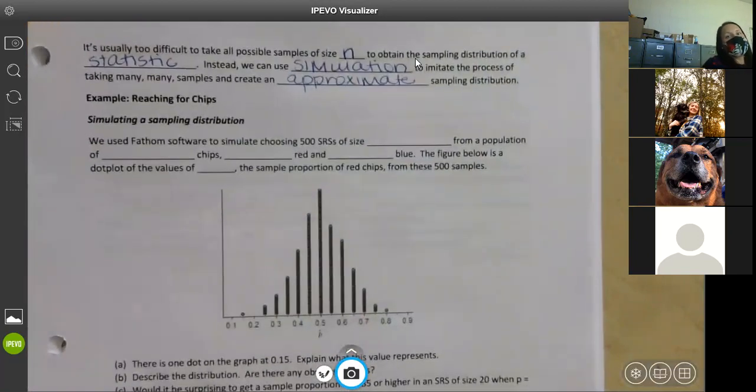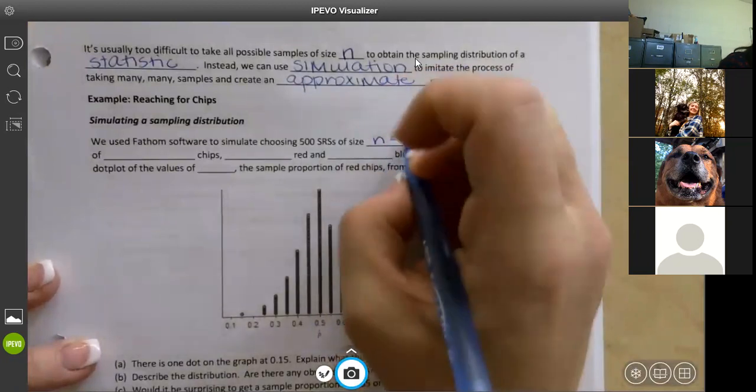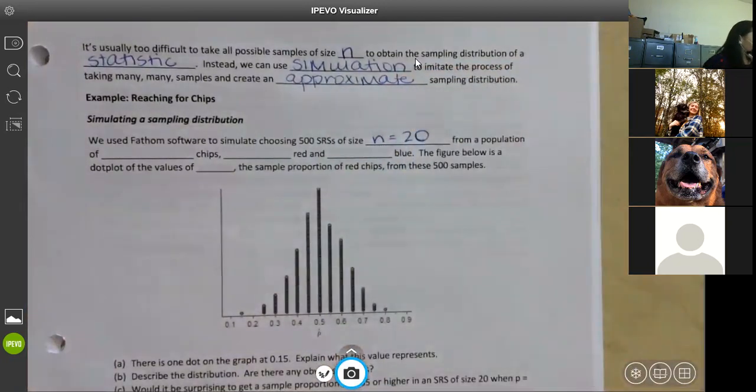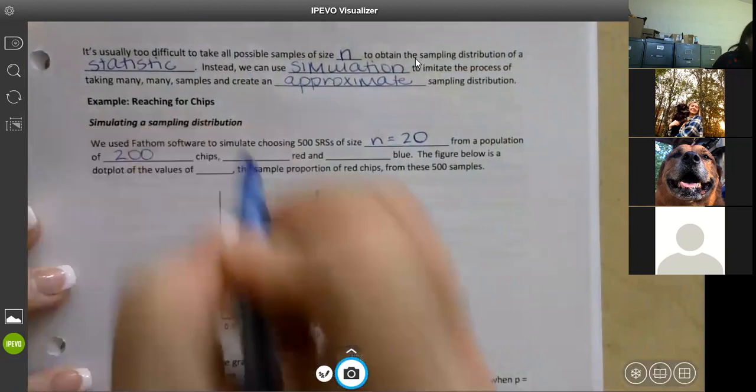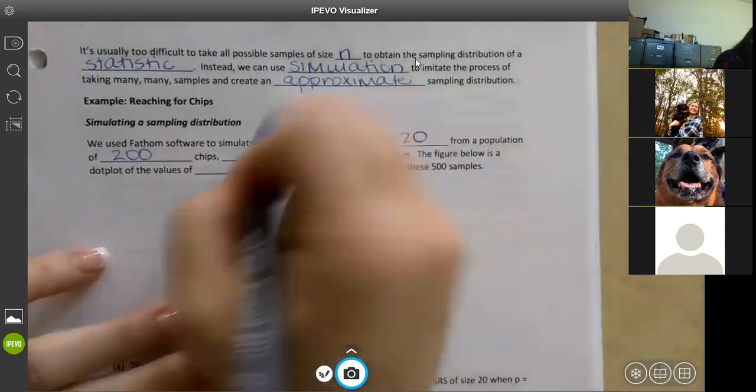So reaching for chips, we did this on a simulation. It's the same exact thing that just happened. The only difference is we used Fathom software to simulate choosing 500 SRSs. So pulling out 20 chips 500 times. So pulling it out one time, recording, putting them back in, pulling out a second time, doing that 500 times, of size 20 from a population of 200 chips. We are obviously not going to do it 500 times, but the more that you do it, the more accurate it becomes, okay?